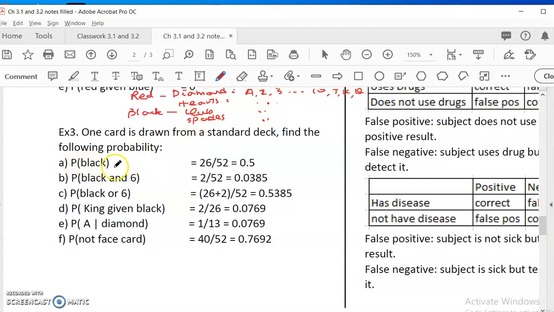What is the probability it's black? So we have to look at how many black cards there are. Clubs and spades are all black cards. So it's 26 over 52, which is 0.5.